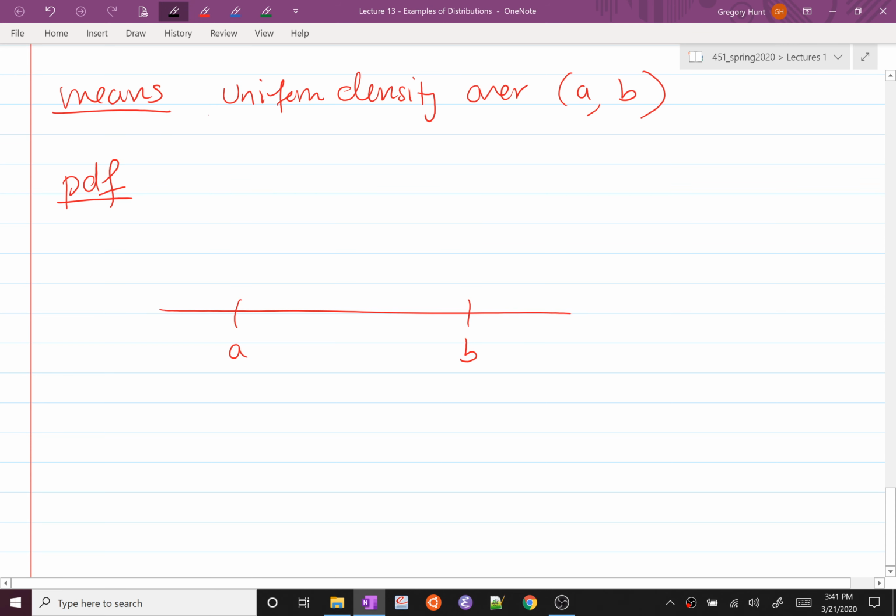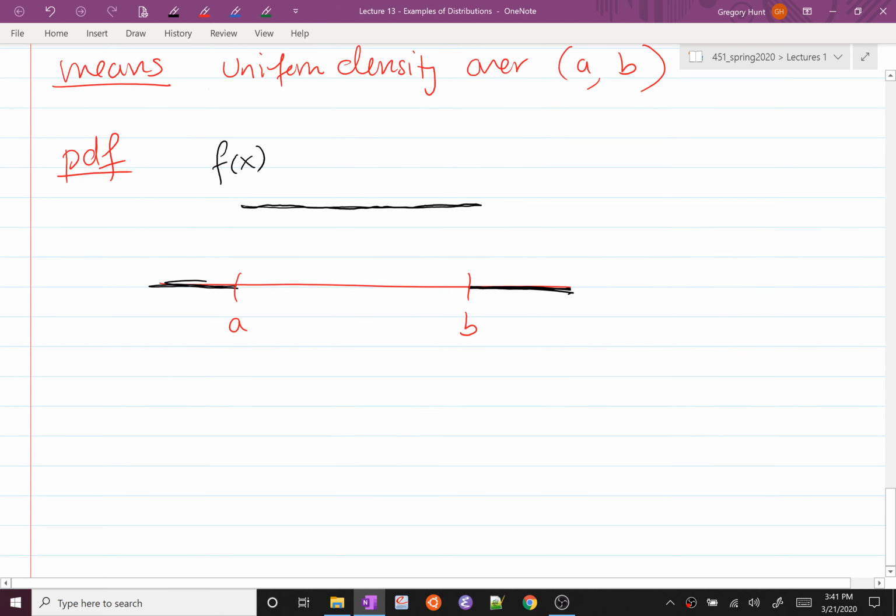So here's our line, a, b, and we can look at the PDF, f of x. It's going to have some constant value over a to b and be 0 outside of that. So you could try to draw the function like this. This is our density function. And of course, we know that this value has to be constant, and we can actually figure out what that value has to be.